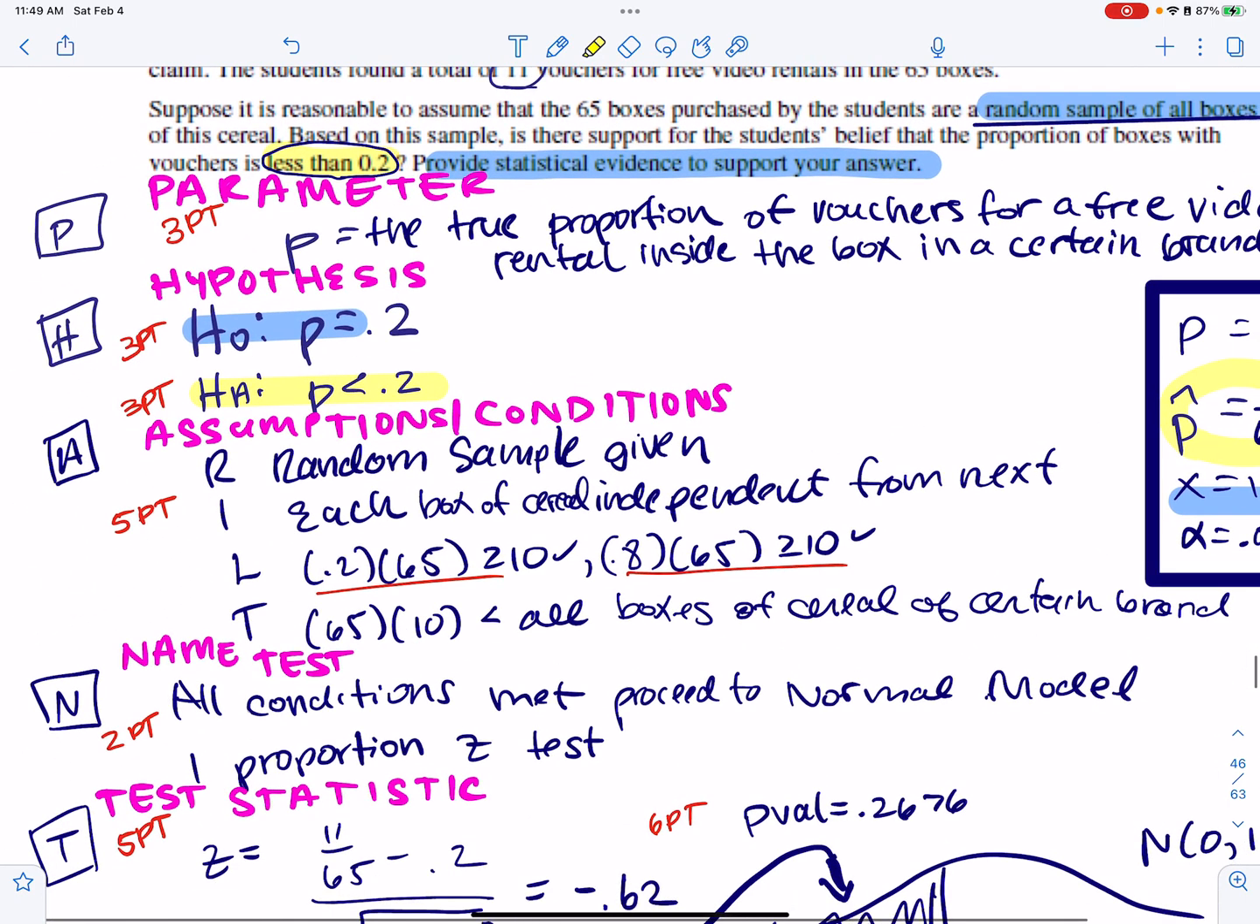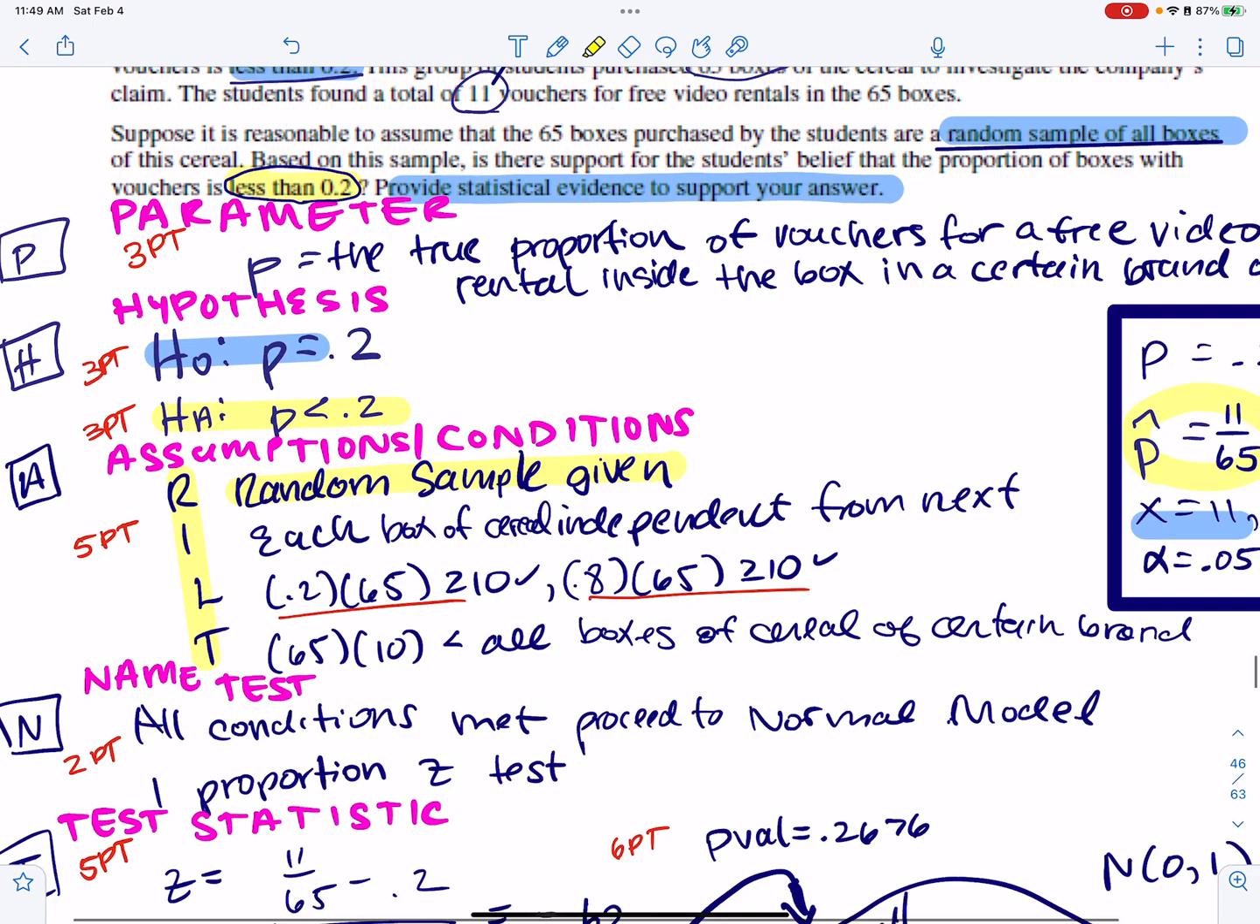So my assumptions and conditions are the acronym RILT. Random sample: given. Just don't write "random sample." Make sure that you just say it's given or done or completed or something like that. Now, independence. The way to show independence is showing my random sample and showing my large sample size.